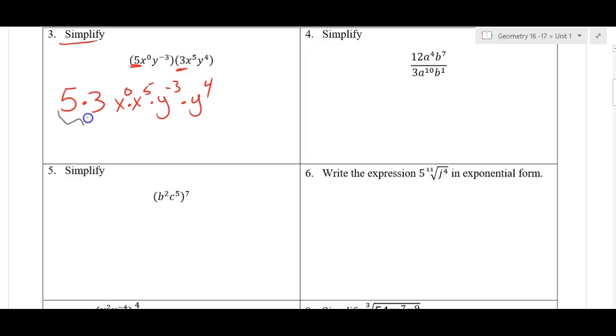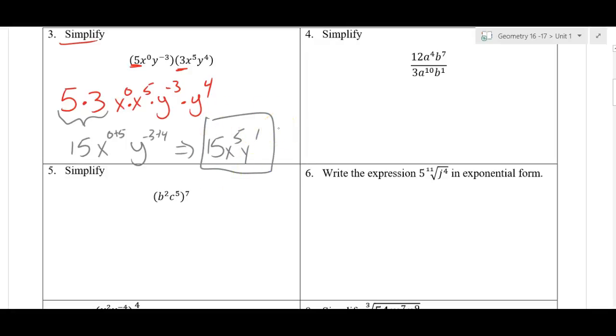I can multiply 5 times 3, and I'm going to get 15. In the cases of the x's, I have 2 x's, so that means I have to add the exponents, which means I'm going to be adding 0 plus 5. I'm going to have to do the same thing with the y's, -3 plus 4. So my final simplified answer is 15, x to the 5th, y to the 1st. Now you don't have to write the 1, but I did just to kind of show it.